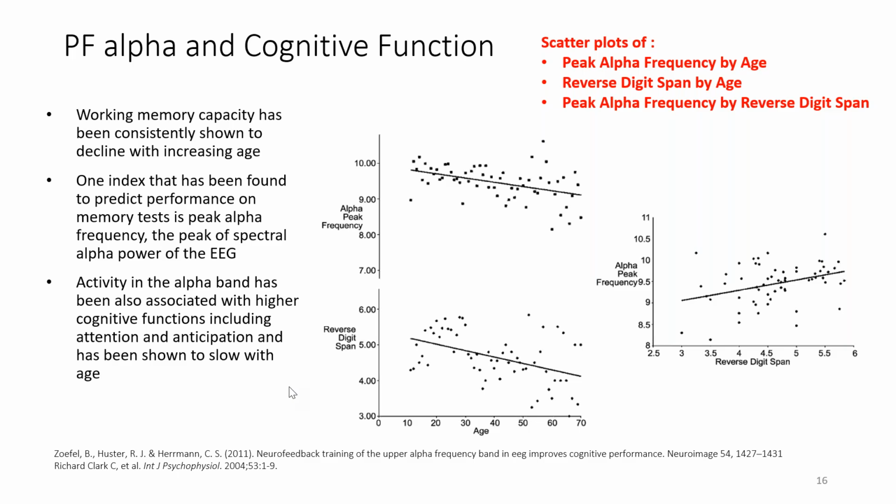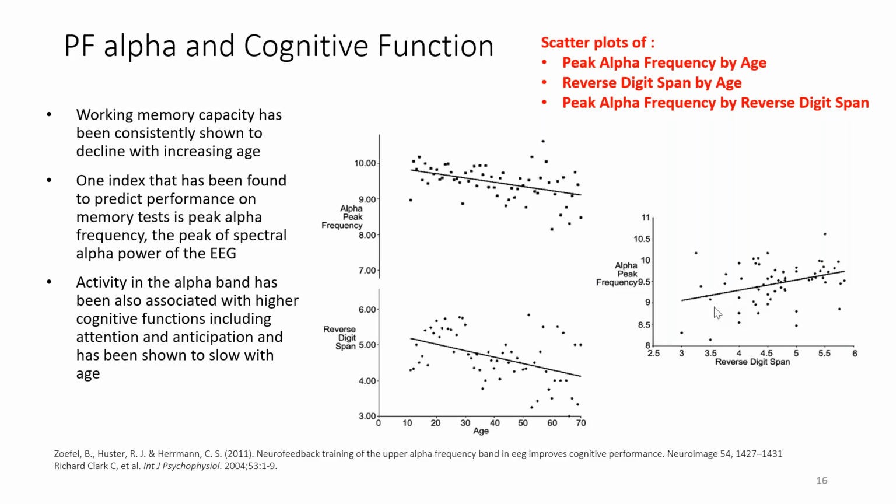And we know that the peak alpha frequency drops with age. This is normal aging on the upper left side. That's a normal decline, nothing really pathologic except maybe one of these outliers here. And we also see that the reverse digit span score also declines with age. Again, these are healthy people.